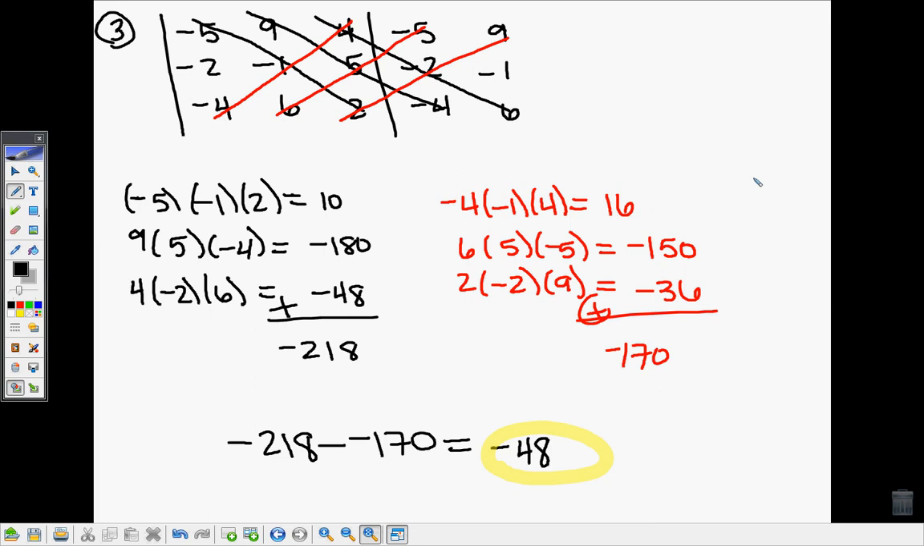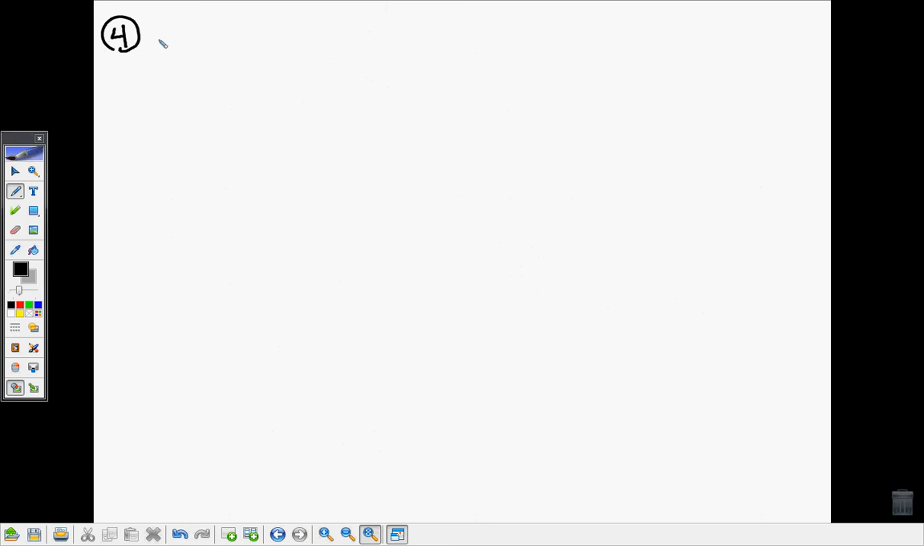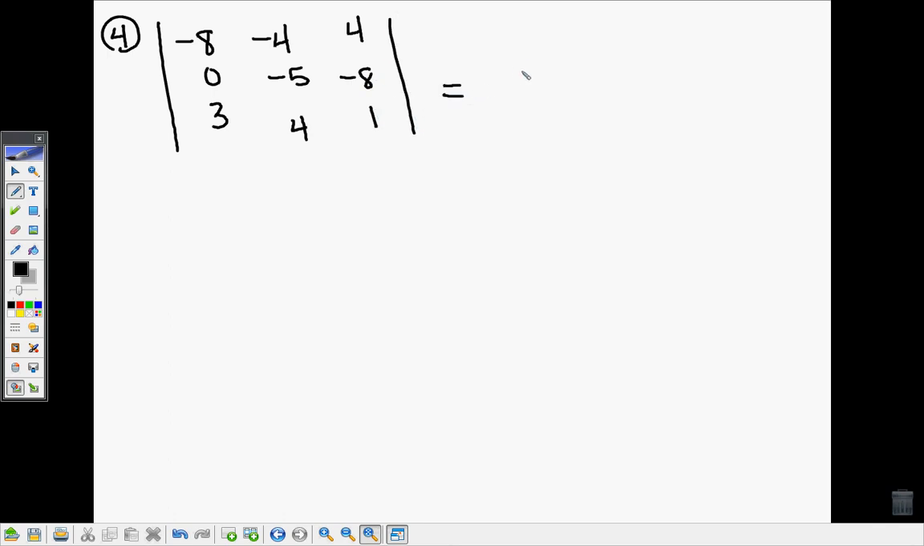Okay, last one. I'm not going to show any work. I'm just going to do the problem and give you the answer. If you don't get it right, you're going to ask for help on this one in class. Negative 8, 0, 3, negative 4, negative 5, 4, 4, negative 8, 1. You should get negative 60.